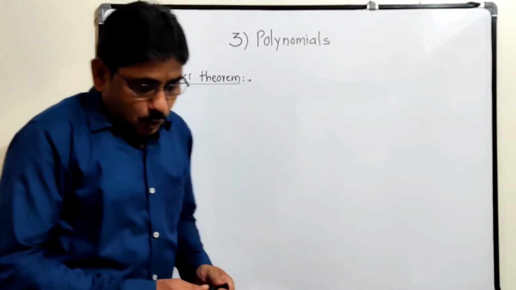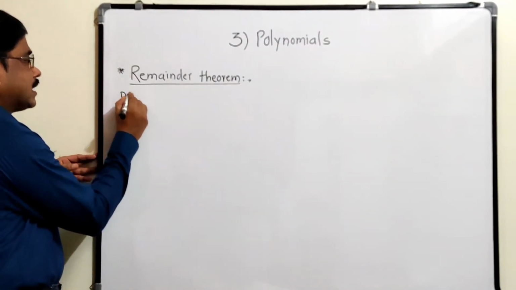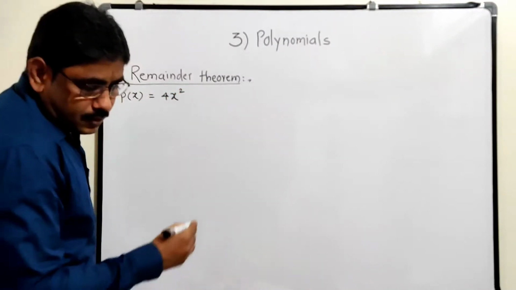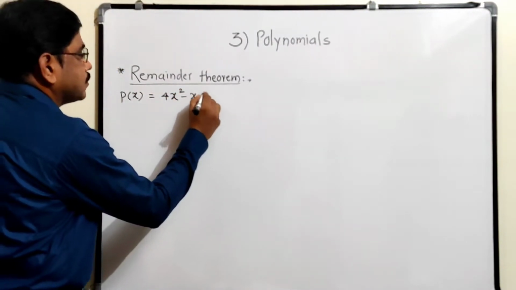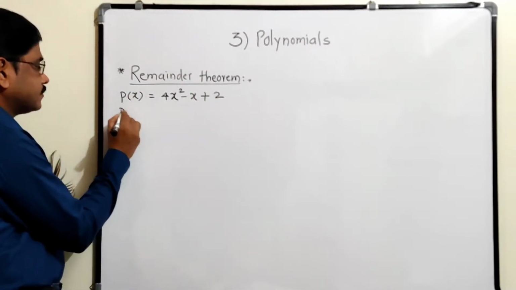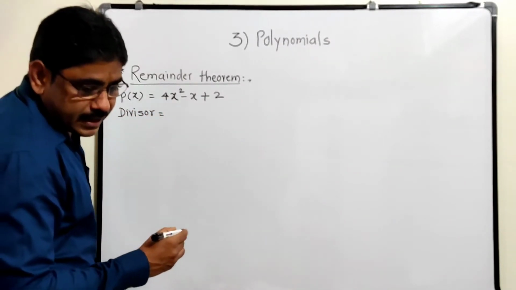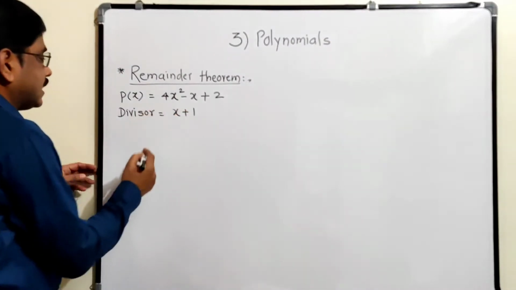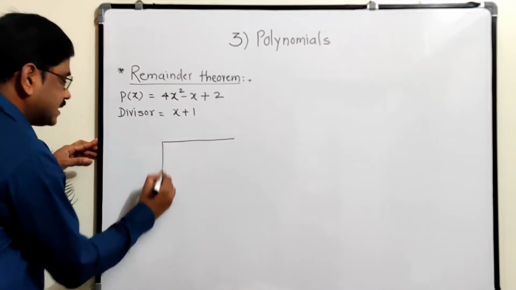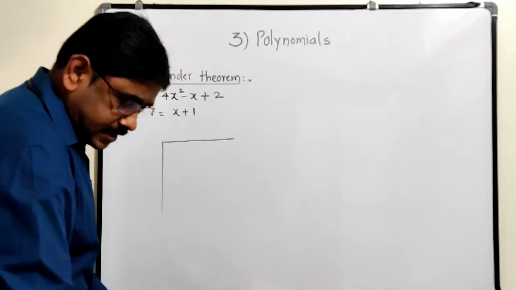If we divide one polynomial, p(x) is 4x square minus x plus 2. This is the given polynomial, and the divisor is x plus 1. Here, let us see the division. There are two methods, synthetic division and the simple division. So first one is the simple division method.